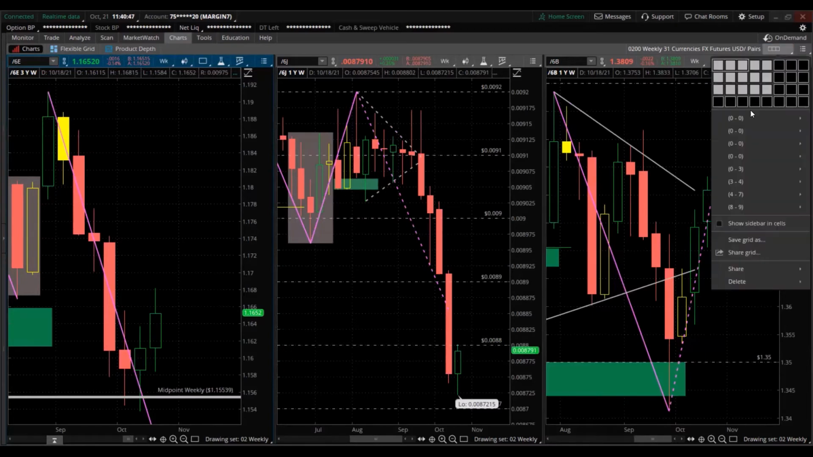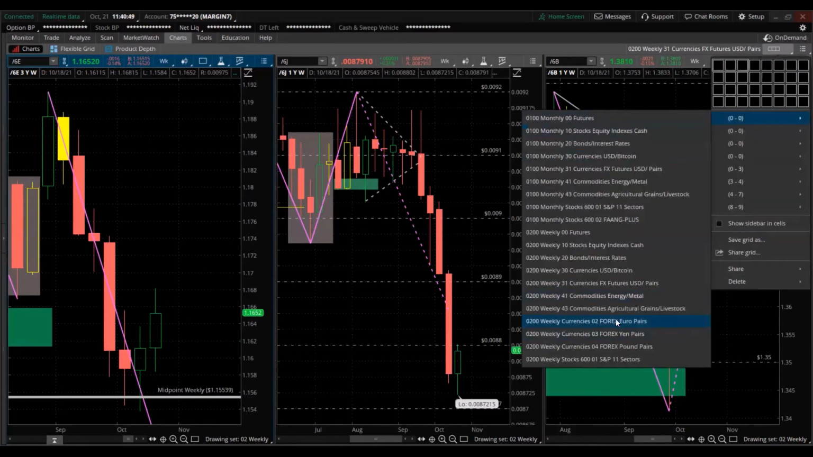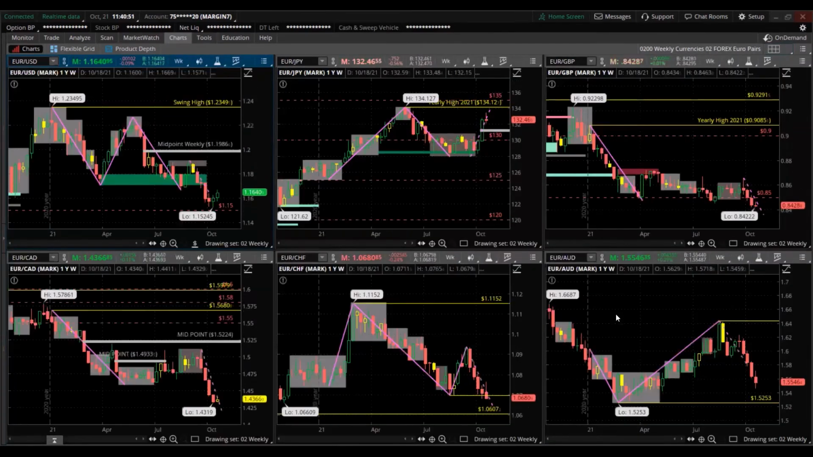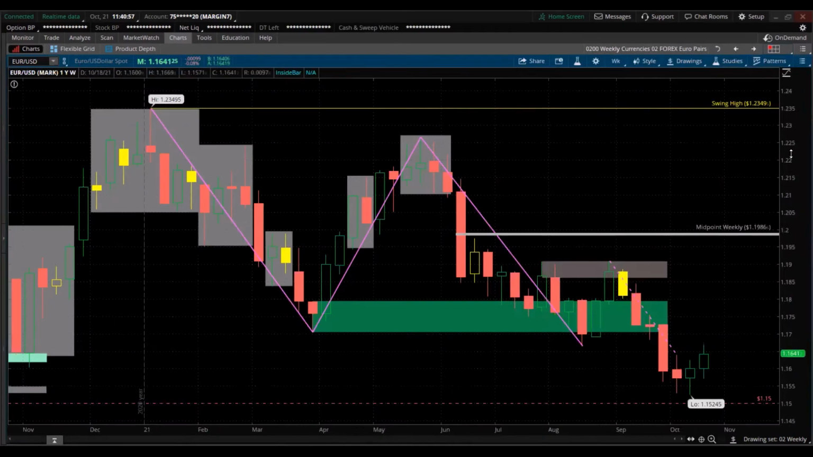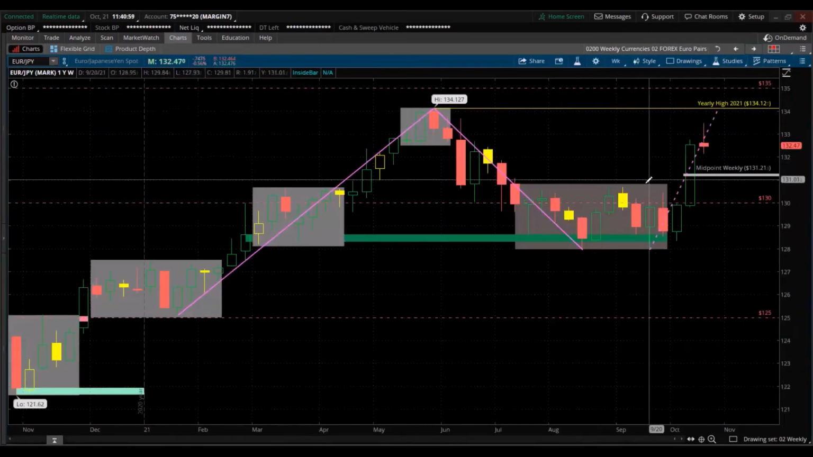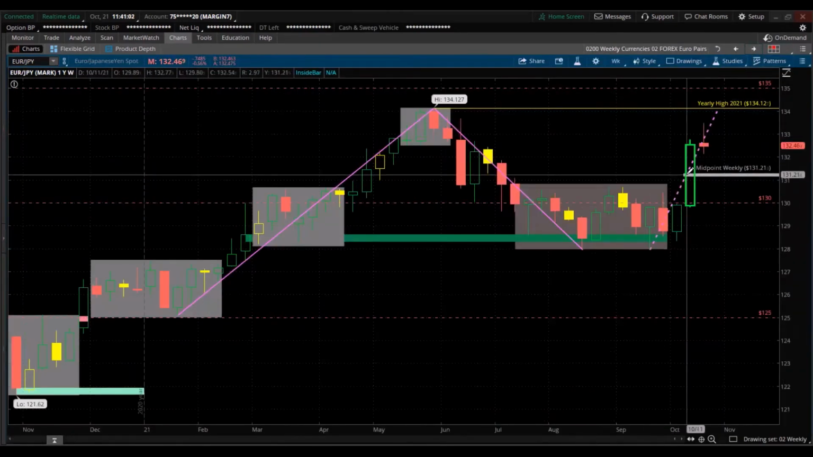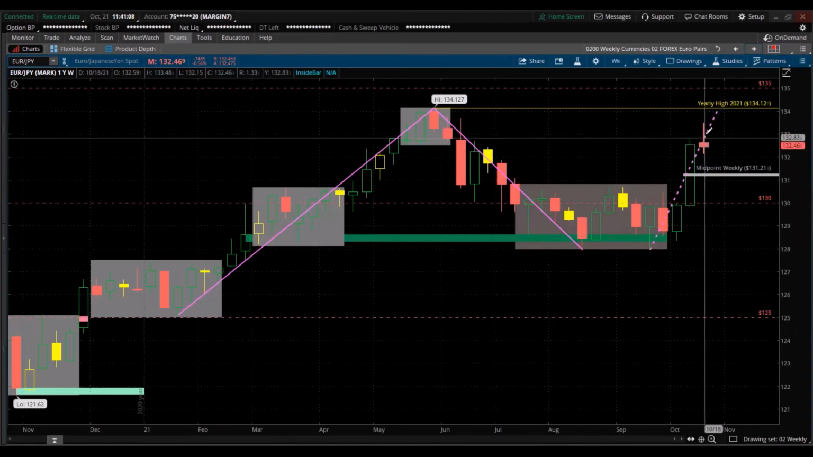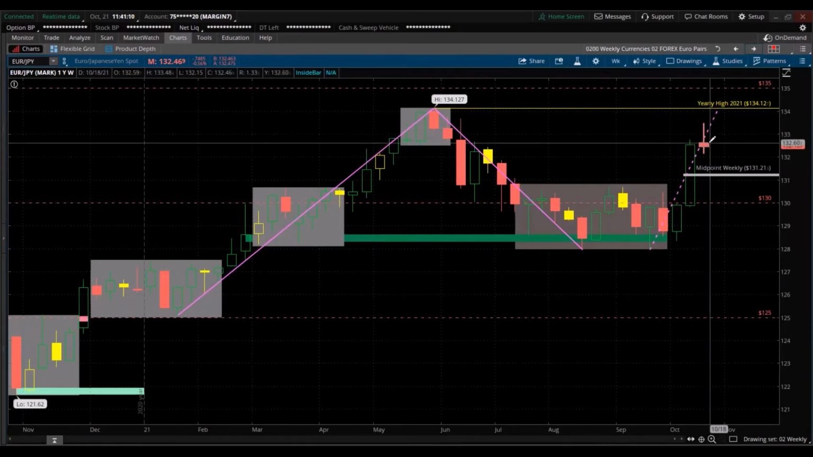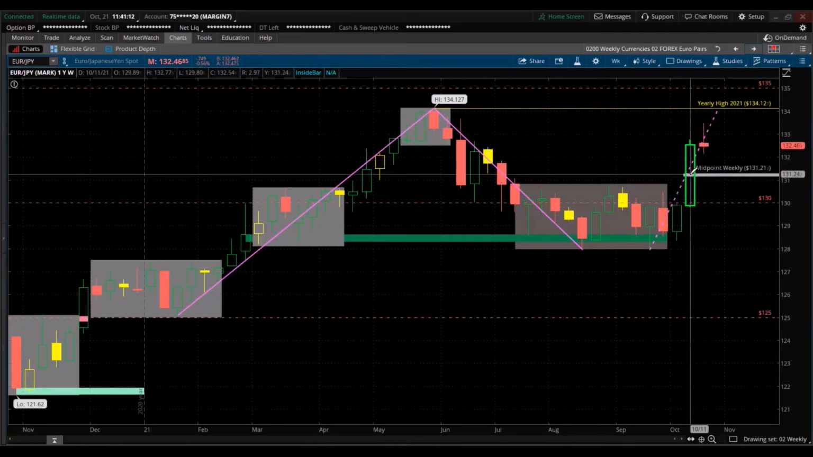So let's first look at the pairs in the Forex market of the euro. We already spoke about the euro US dollar. Let's go to the euro yen. Wow. So currently for the week, it's red. That's weak for the euro, good for the yen. It has a high wick on the top, small body. Look at this big green candle I labeled the midpoint.